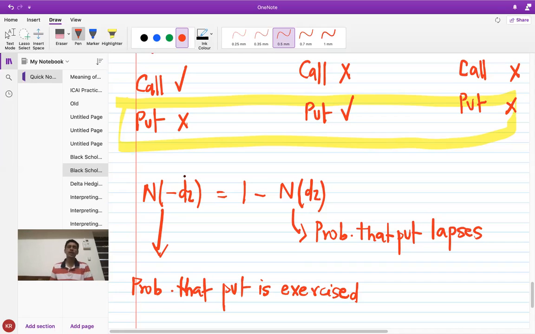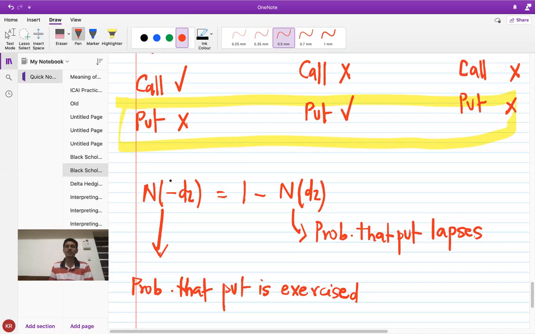The sum total of the probability of a put getting exercised and put getting lapsed should be 1. Therefore, N(d2) plus N(-d2) should be equal to 1, and N(-d2) is calculated as a balancing figure, 1 minus N(d2), because the sum total of both has to be a probability of 1. There cannot be any third situation. Either a put option gets exercised or a put option gets lapsed, and these are exhaustive events, so the probability should be equal to 1.